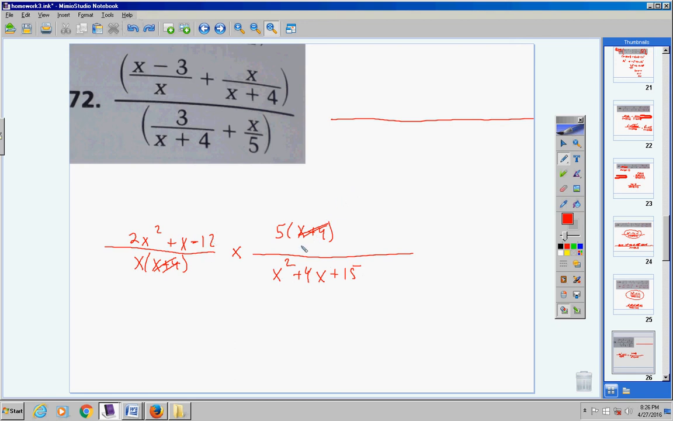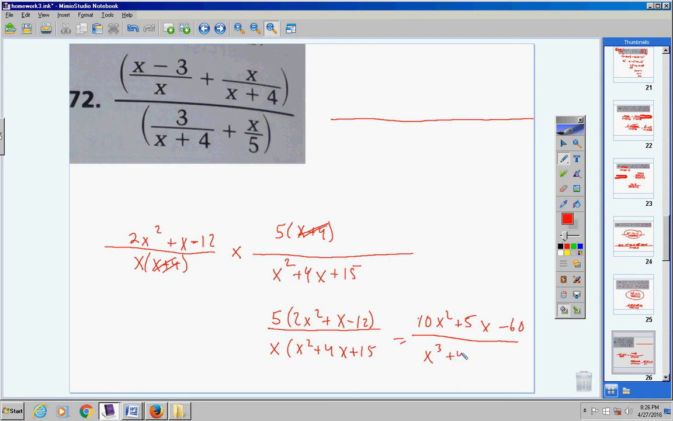We end up with 5 times this group here. So 5 times 2x squared positive x negative 12 over x times this group here. So x times x squared positive 4x positive 15. Now I'm okay with that answer. If you want to go a little further, that's fine. You could put 10x squared positive 5x negative 60 all over x cubed plus 4x squared plus 15x.